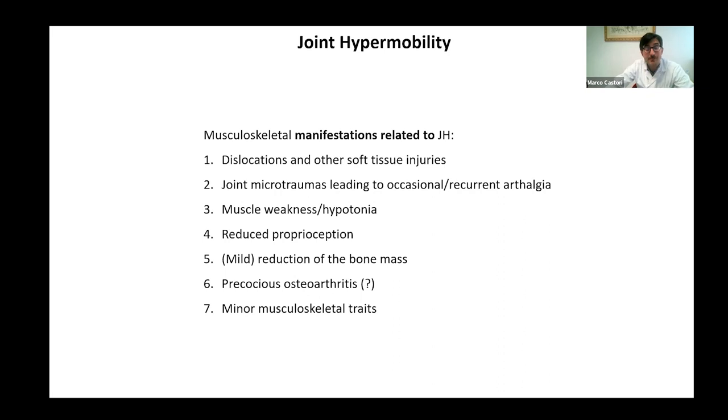However, a list of musculoskeletal symptoms and signs seem to associate not casually with joint hypermobility. They include dislocations, soft tissue traumas, arthralgias, minor muscle weakness and hypotonia, lack of proprioception or clumsiness, mild to moderate reduction of the bone mass, and minor skeletal traits, such as a mild scoliosis, flat feet, genu valga. The association with precocious osteoarthritis is likely, but evidence remains contrasting at the moment.